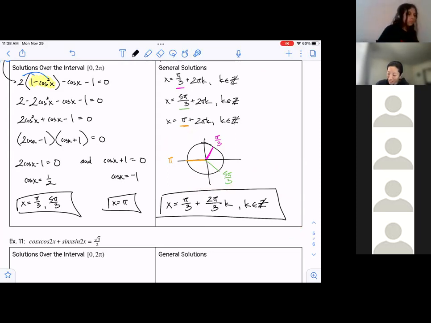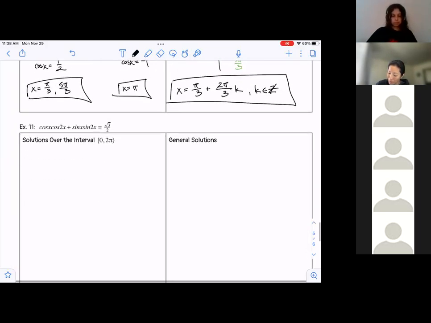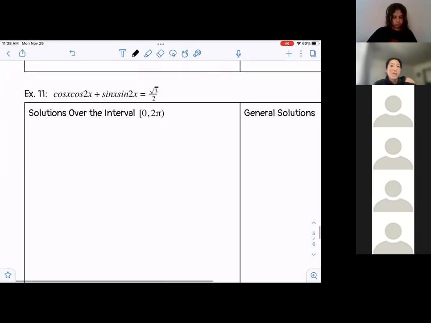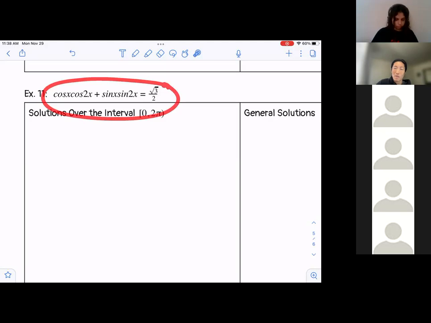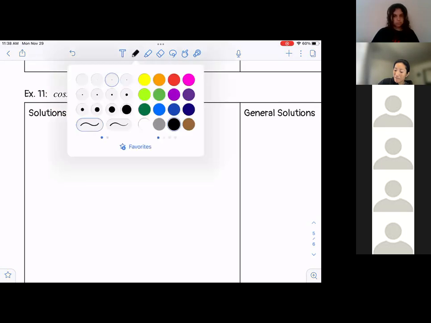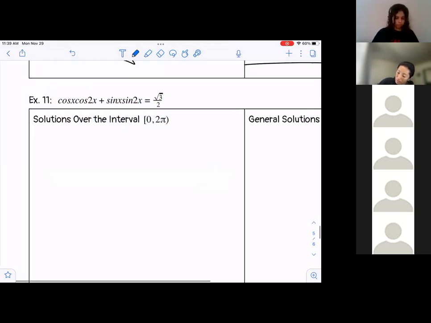All right, let's take a look at example 11. Part of why I've been having us write down which identity we're using is because sometimes it just looks like a string of letters and we're like, I don't even know. But the more we put a name to a specific identity, the easier it becomes to recognize it: oh, this looks like this identity. I'll give you a moment to take a look at your identity sheet. Which identity does this look like?